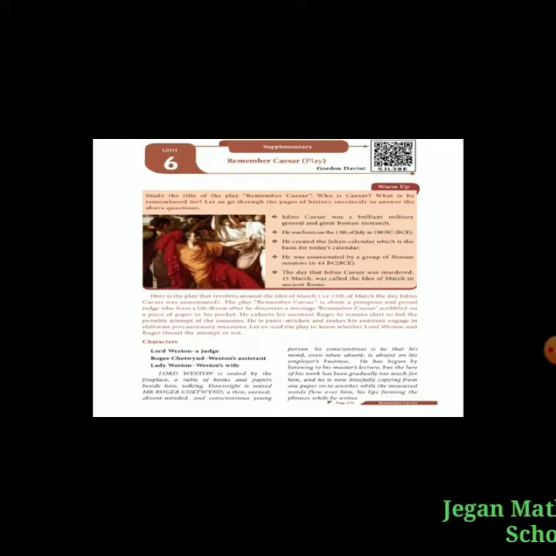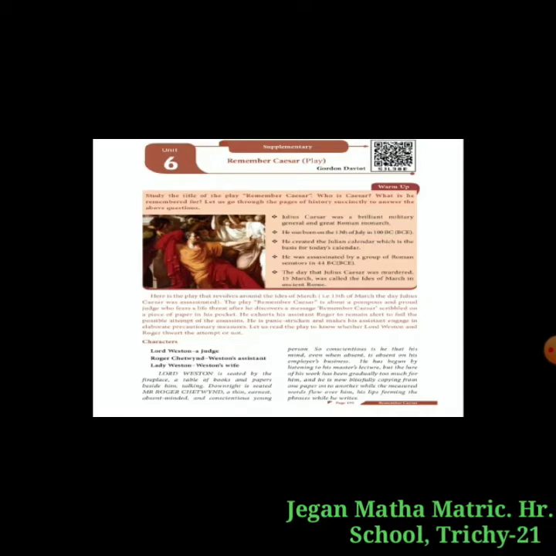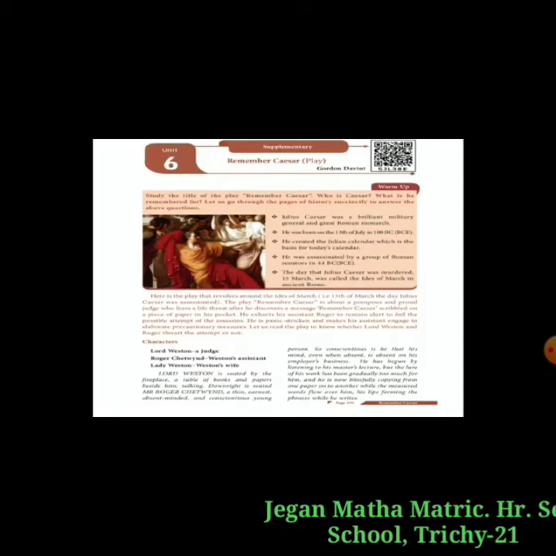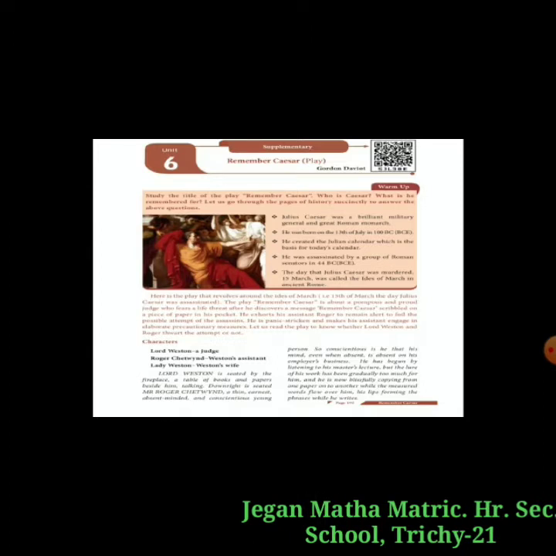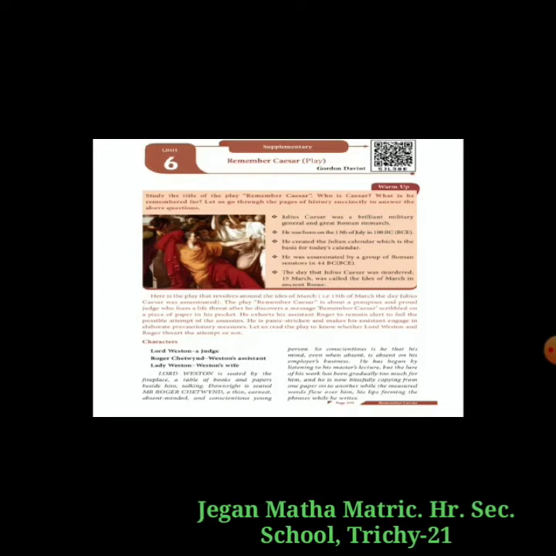The characters again we recall: Lord Weston, a judge; Roger Chetwynd, Weston's assistant; Lady Weston, Weston's wife. Lord Weston is seated by the fireplace. He is starting this play. He was sitting by the fireplace, a table of books and papers beside him, talking.